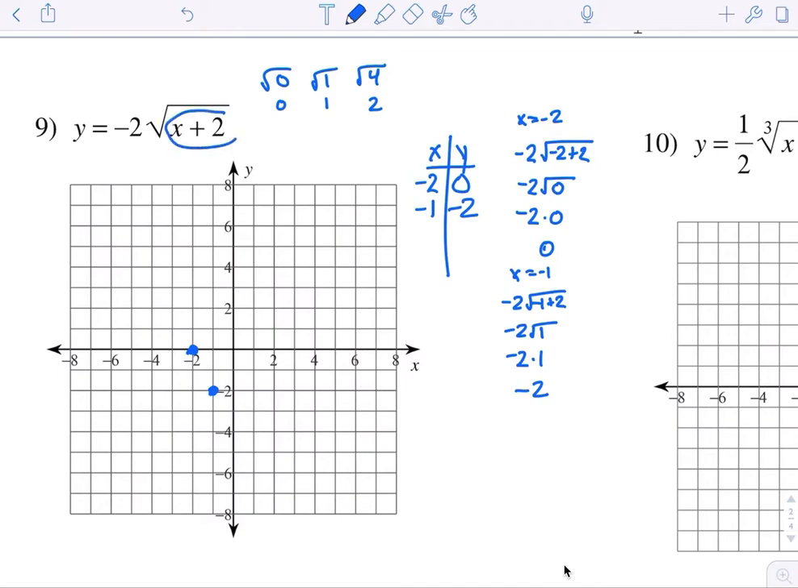Lastly, we want this to be a 4. So what value of x would you substitute into there to get a 4? A 2. So if x was equal to 2, -2 square root of 2 plus 2, -2 square root of 4. Square root of 4, you guys, is just 2. -2 times 2, -4.